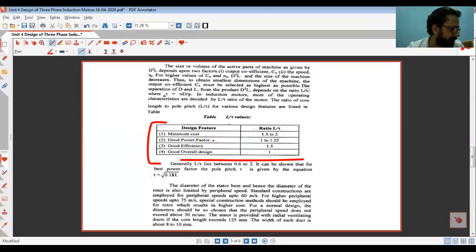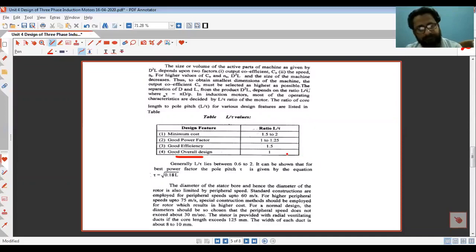Similarly, if you want a good power factor from the machine, the value should be between 1 to 1.25. These values indicated here have come from research only. If you want good efficiency out of the machine, the value of L by tau should be 1.5. And if you want a good overall design, L should be equal to tau, meaning the length of the core should be equal to its pole pitch. Generally L by tau lies between 0.6 to 2.